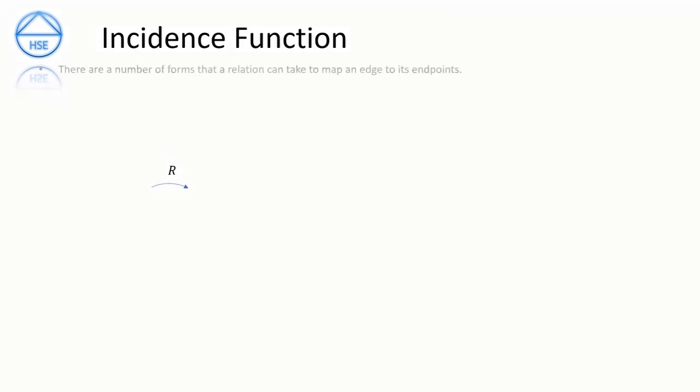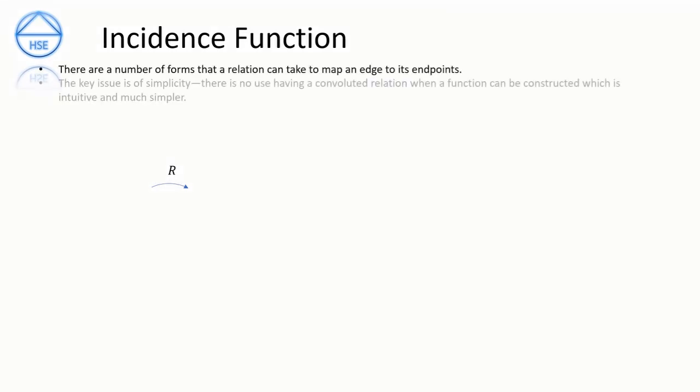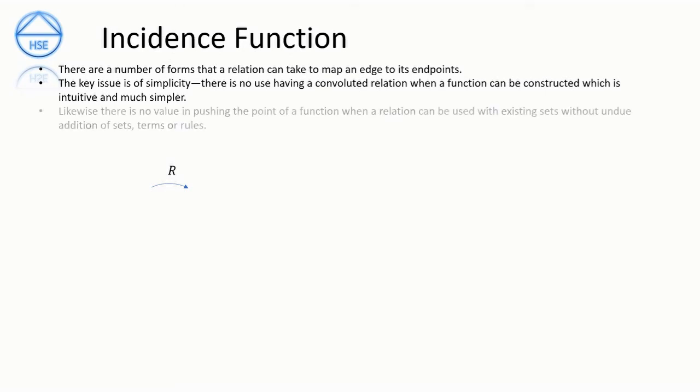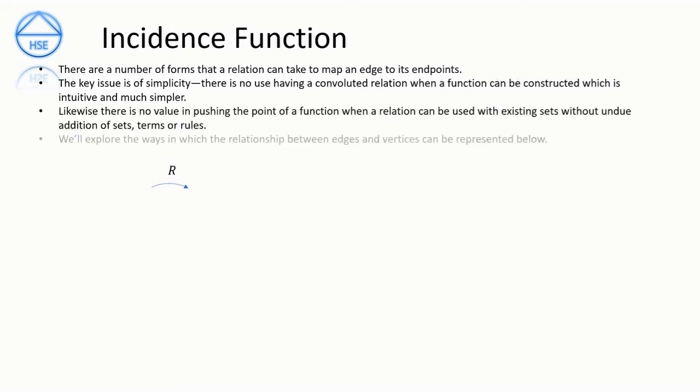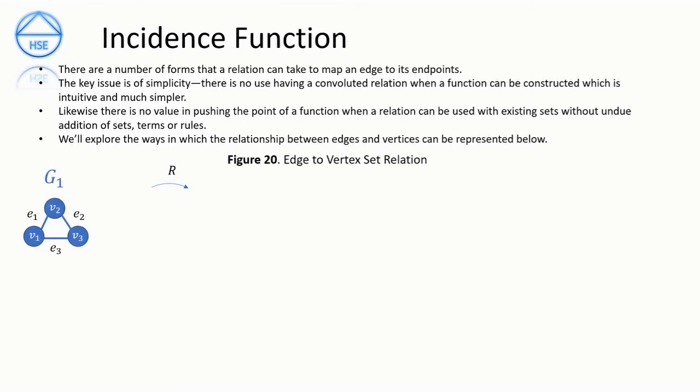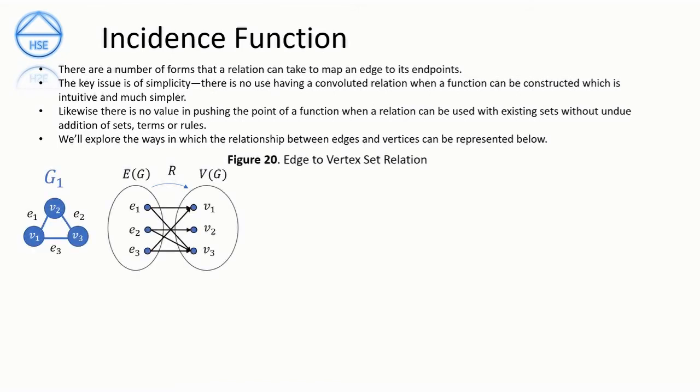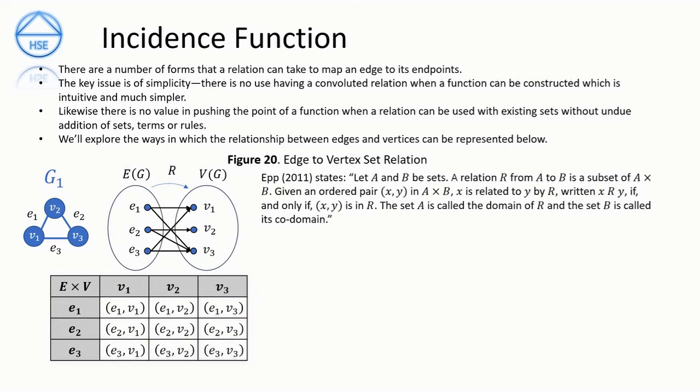The rule of association is essentially the recipe of a graph. It tells you what edges are associated with what vertices. The way in which we do this could either be an incidence relation or an incidence function. This is the key point of confliction or tension that I've found throughout most of the text.